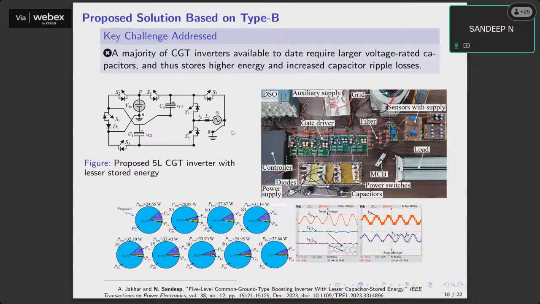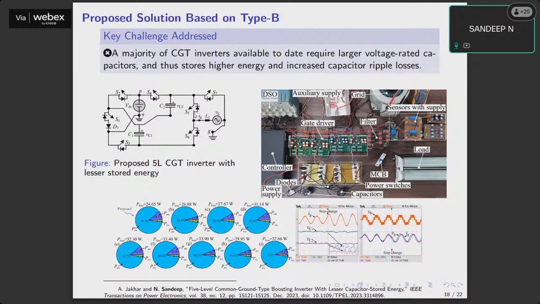In general, in any common ground type structure, the switched capacitor has to take care of the energy requirement of the load during the entire negative half cycle. That means the capacitor has to hold energy for a longer time, which means we need a bigger capacitor, right?